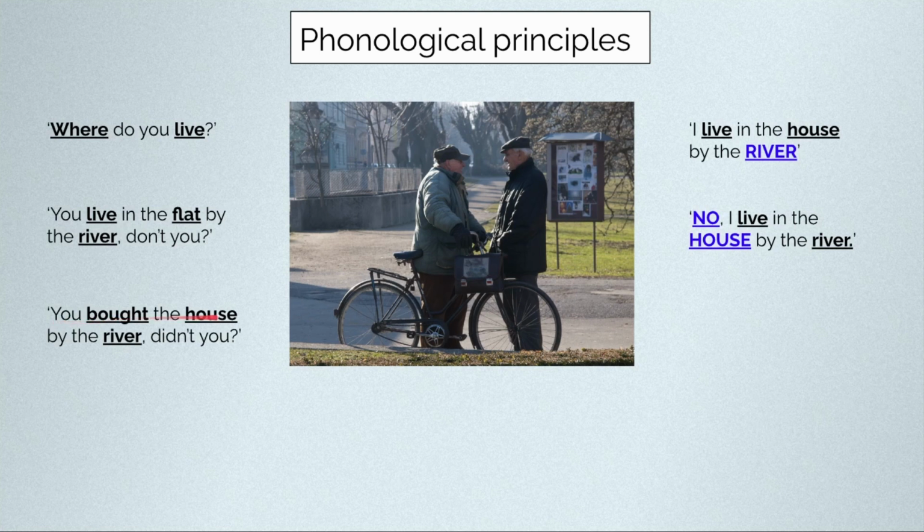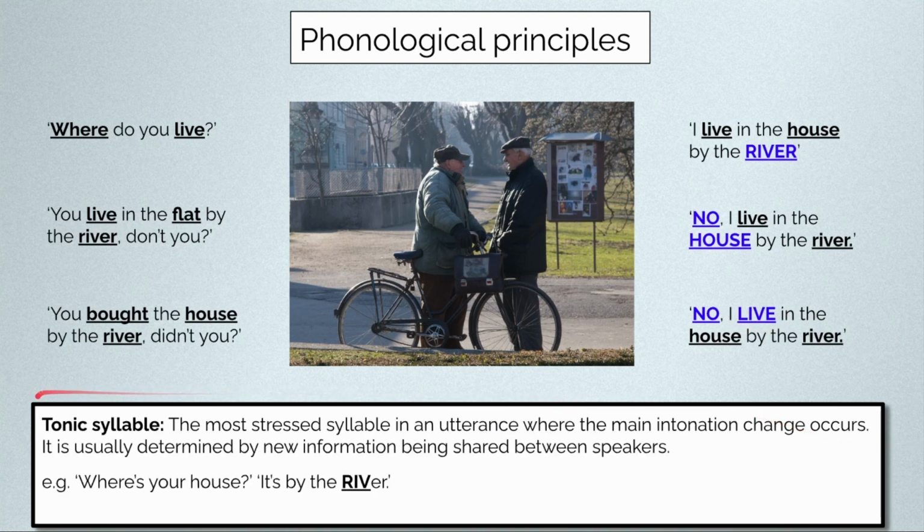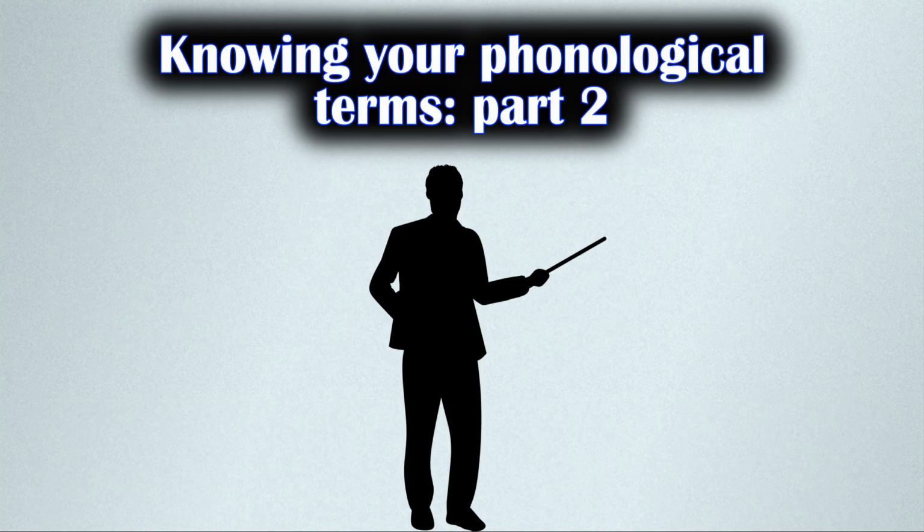You bought the house by the river, didn't you? No, I live in the house by the river. Again, you can hear this tonic syllable here. So to put this into words, a tonic syllable is the most stressed syllable in an utterance where the main intonation change occurs. It is usually determined by new information being shared between speakers, e.g., where's your house? It's by the river. And this concludes the video on knowing your phonological terms.